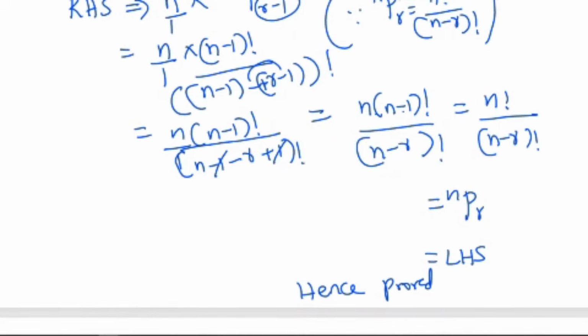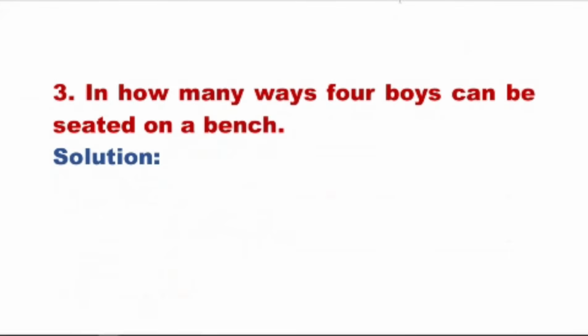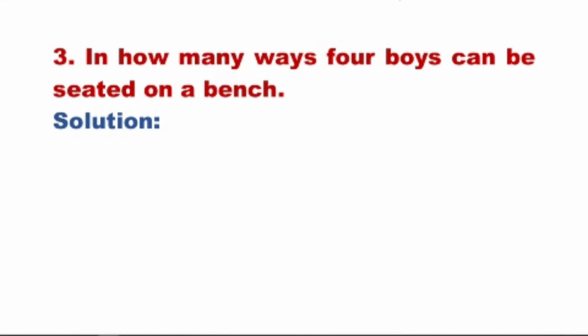Now moving with the next question we have. Next question is, in how many ways can four boys be seated in a bench? So we have the number of boys as four, total number of objects n, and how many are sitting at a time? r is the objects taken at a time. So here how many boys are sitting? There are four boys sitting at a time. So r will be 4.